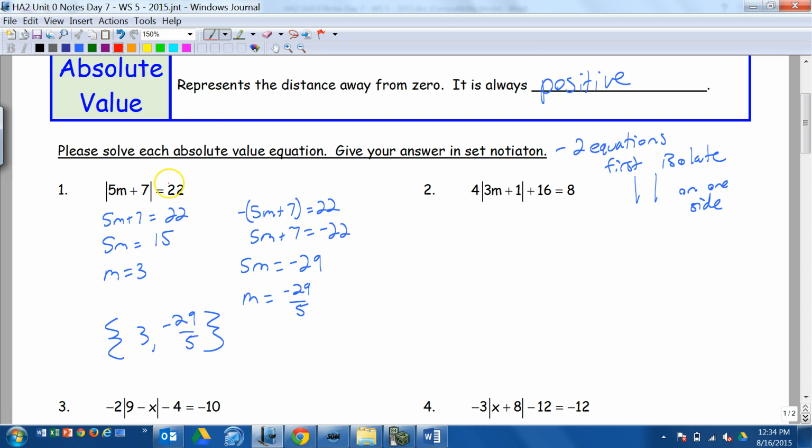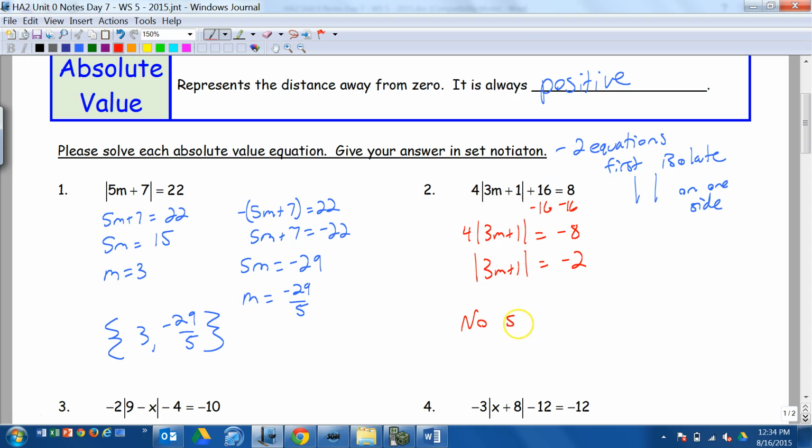So number 2 is not set up nicely for us yet, so we have to first isolate the absolute value symbol. So I'm subtracting 16. So we get 4 absolute value of 3m plus 1 is equal to negative 8. Divide by 4, and you get 3m plus 1 is equal to negative 2. Is there any way that this side will ever be a negative 2? Hopefully you guys are looking at it and saying, well, no, because these bars are going to make whatever's in here positive. So then there's no way that could be a negative 2. So this would be no solution.